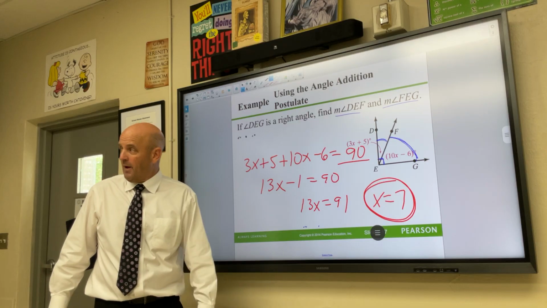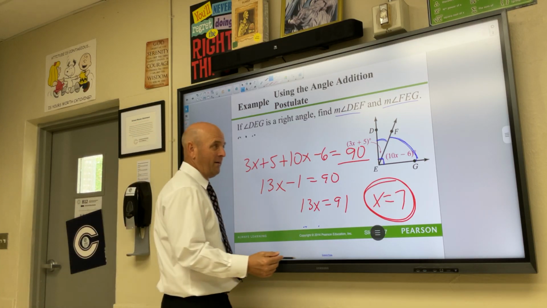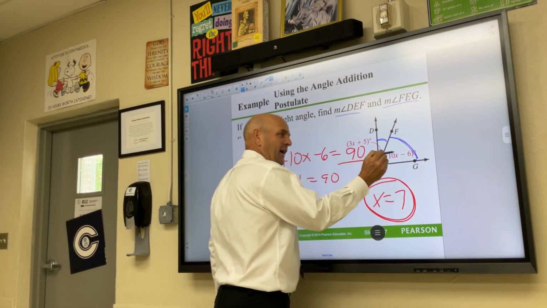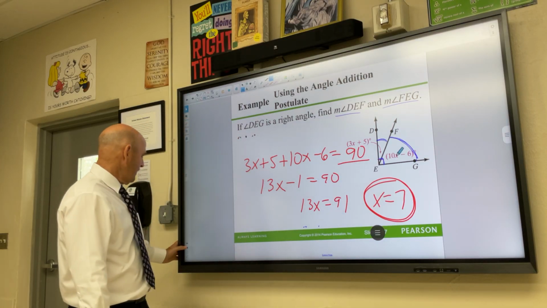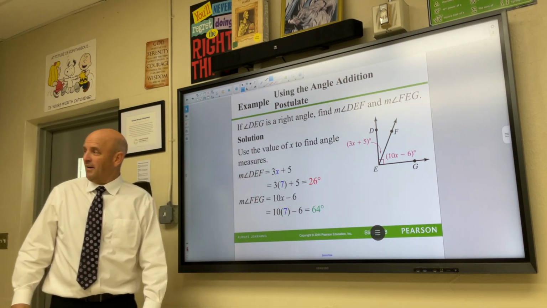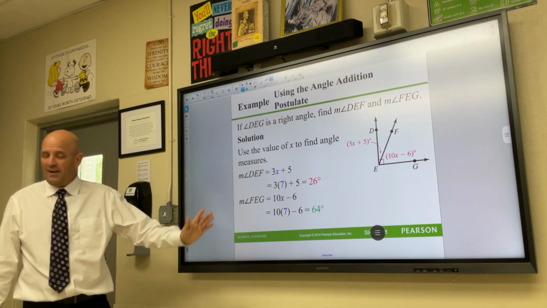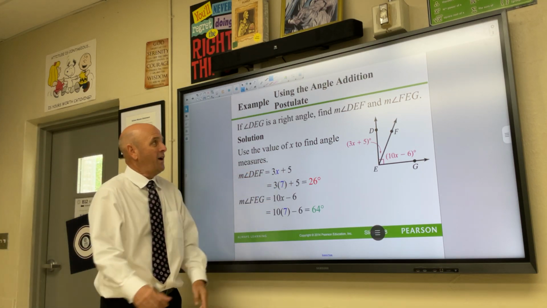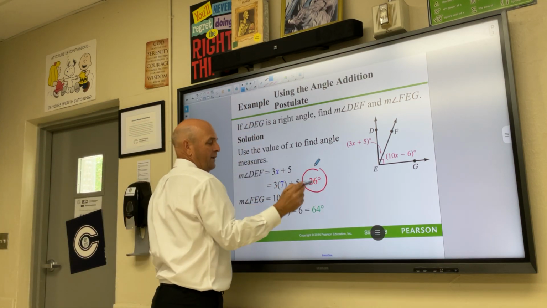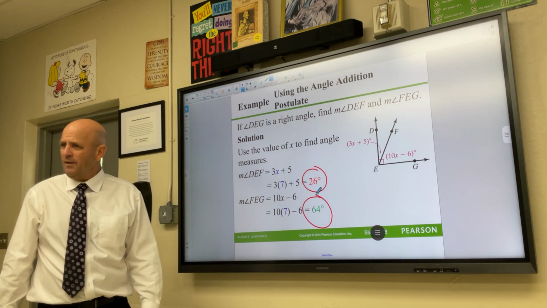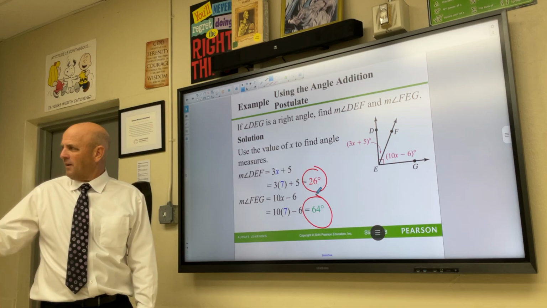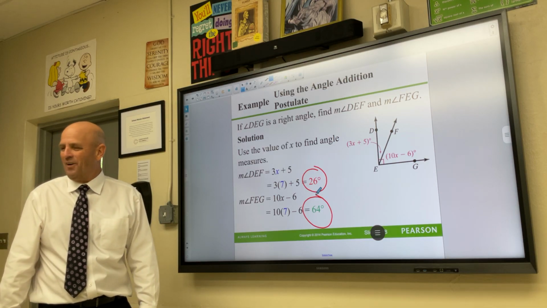Feels like I'm done, but I'm not. Now I have to plug that 7 in. Into here, into there, and I get my 2 answers. Luckily, I left this slide uncovered, and it's showing you that one of the angles is 26. I covered that up too? It's on the next slide. Try the next slide.